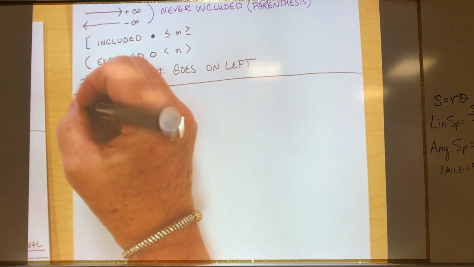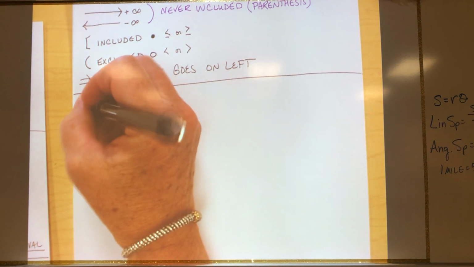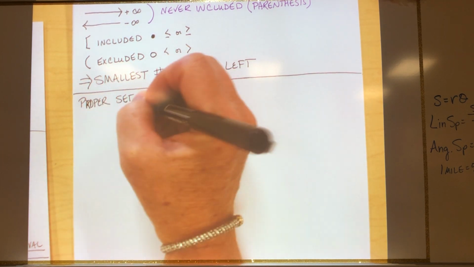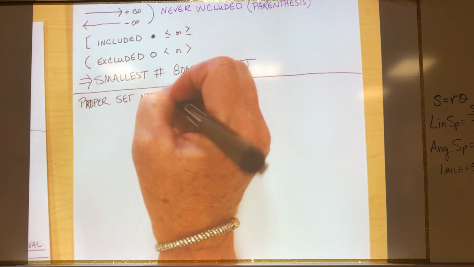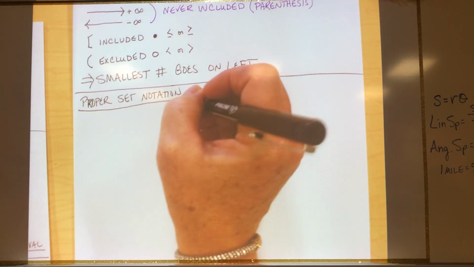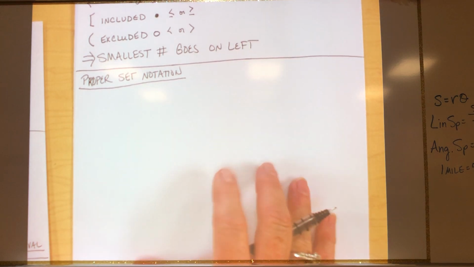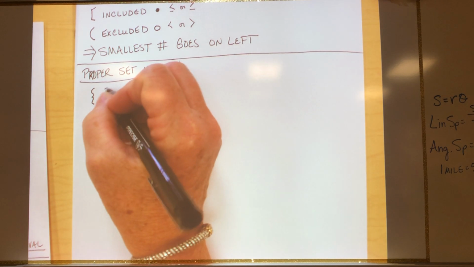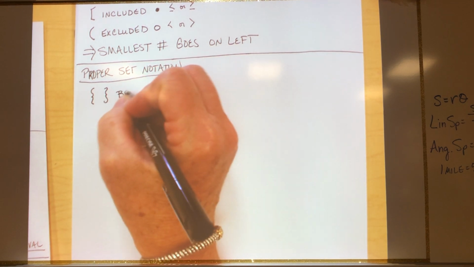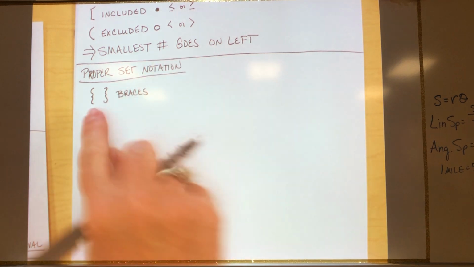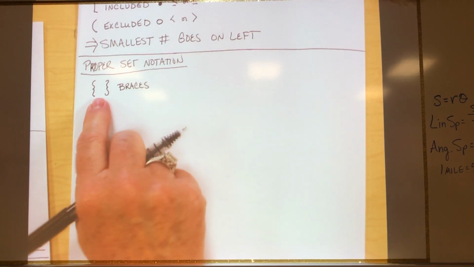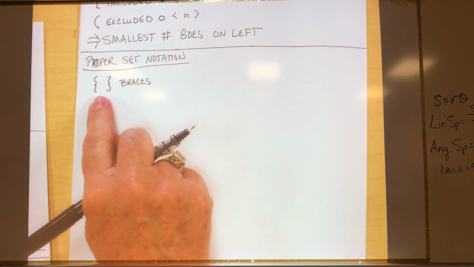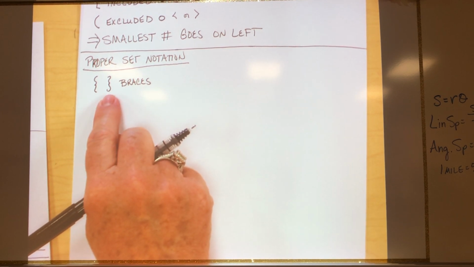Okay, so the next thing we're going to learn is what's called proper, P-R-O-P-E-R, set notation. So these are some things about proper set notation. First of all, proper set notation will always be contained in what's called braces. I know you don't like to draw them. You don't have to tell me. Everybody says, oh, I hate to draw those things. Well, I can't do these. Just do the best you can. Okay? They're always contained in braces.